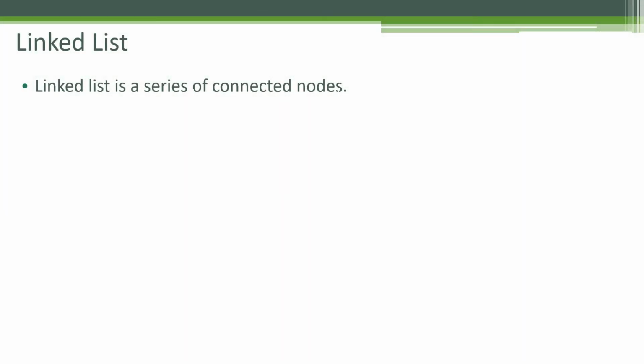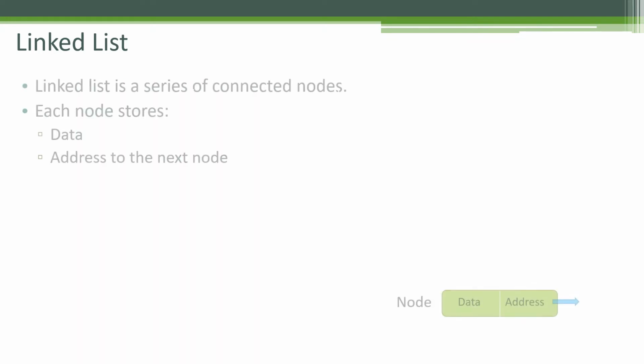So before we learn about linked list operations in detail, we should know what a linked list is. A linked list is a linear data structure that includes a series of connected nodes. Here, each node stores the data and the address of the next node. We wrap both the data item and the next node reference in a linked list.